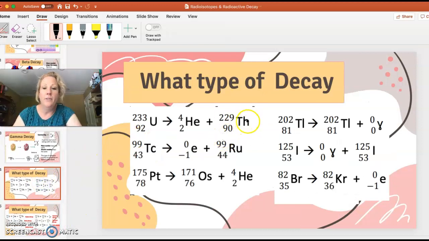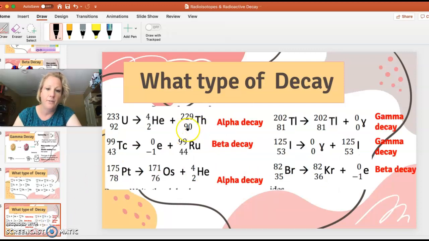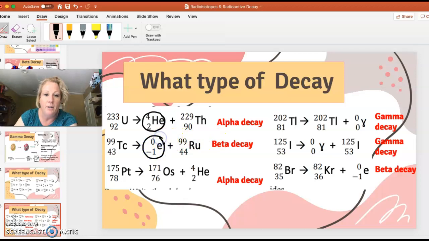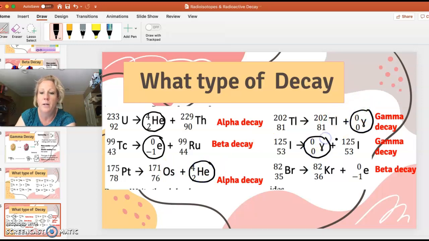So the thing that we're going to ask is that you can recognize what type of decay you're looking at. So I want you guys to pause the video and try to identify whether these 6 reactions are alpha, beta, or gamma decay. So if you did these with me, you can check. This is going to be an alpha decay because we have that alpha particle. This is a beta decay because we're making a beta particle. This is also alpha. This one is gamma decay because we get the gamma particle. So is this one. And then lastly, this one is a beta decay.